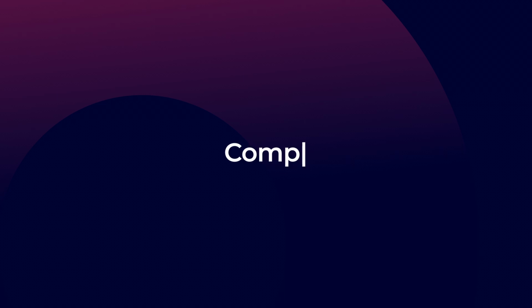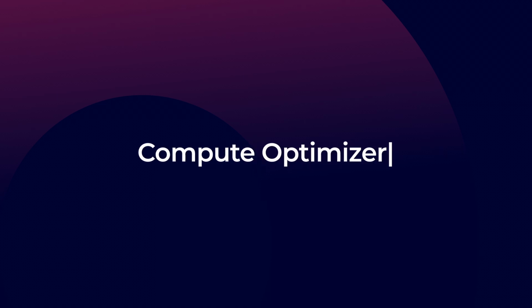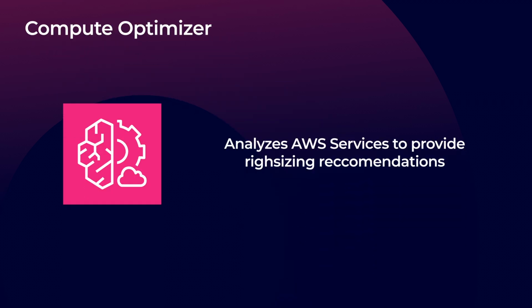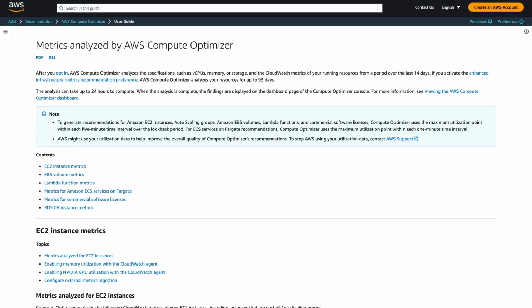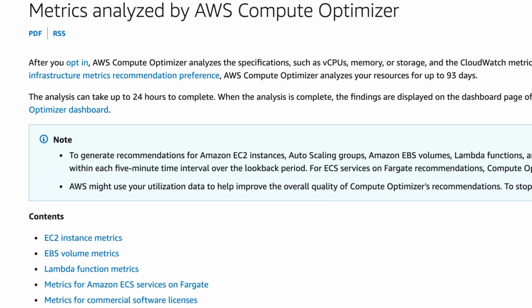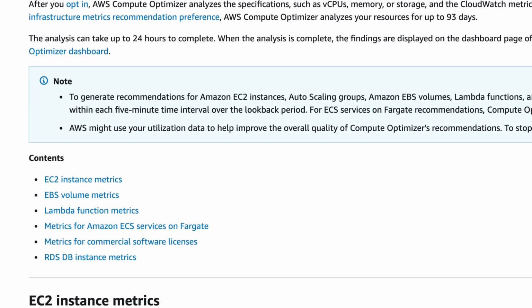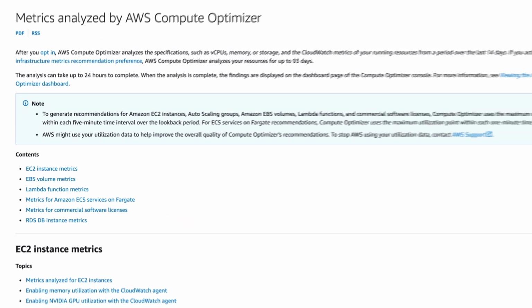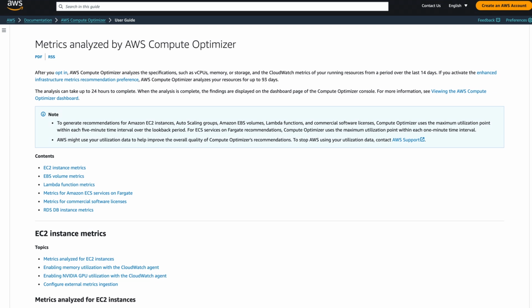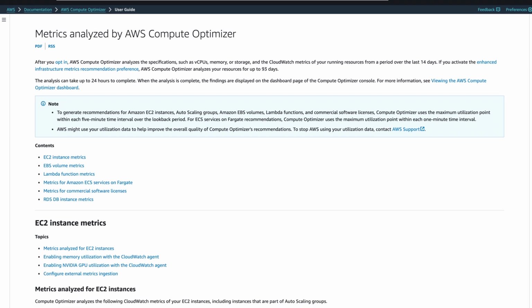So just to explain what Compute Optimizer is, if you haven't come across this service, it basically analyzes different AWS services to provide you with right-sizing recommendations. And this includes your EC2 instances, your EC2 autoscaling groups, your EBS volumes, and also Lambda functions. And today we're going to look at how Compute Optimizer provides recommendations for your EBS volumes.